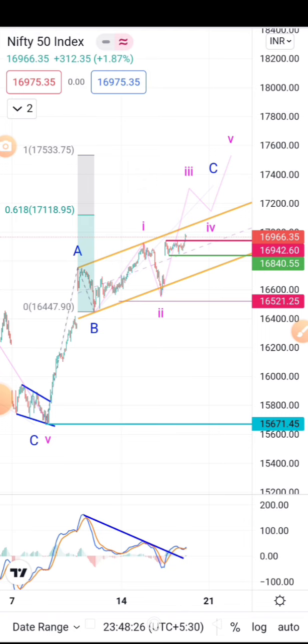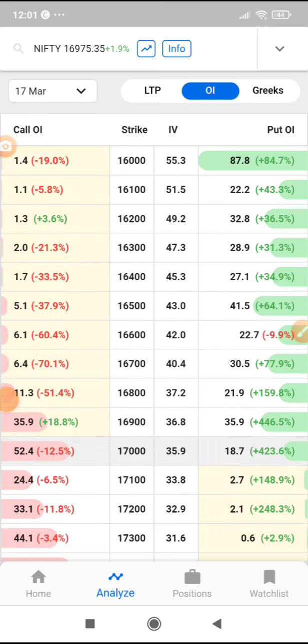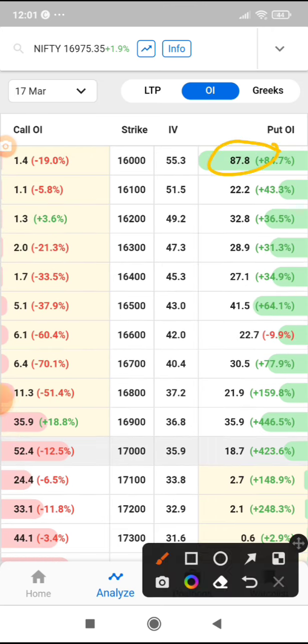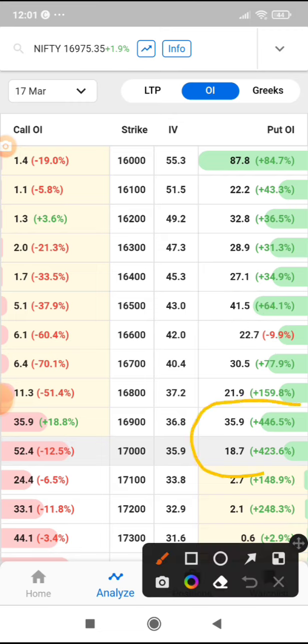Okay, let's check the option chain data. I'm using Sensible to check the option chain data. So here you can see 16,000 is a major support with 87 lakh put writers. Then the second biggest is 16,500. After that, what we have, 16,900. So here you see there was very huge put writing happening today on the 16,900 and 17,000 strikes. So yeah, this has become a major support as per the put open interest.